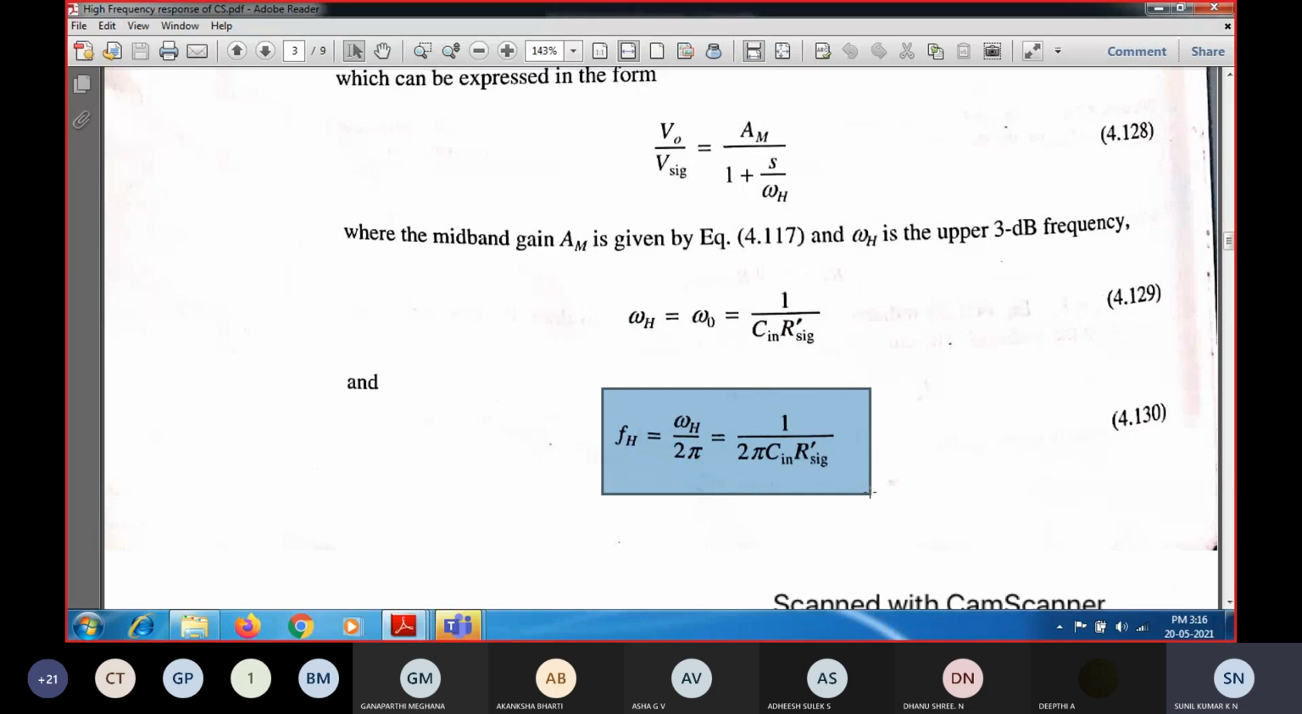As well as the frequency of the input signal fh. Okay, so with this I will just conclude today's session. So tomorrow I will just explain once again so that people will understand. Okay, I just conclude today's session.